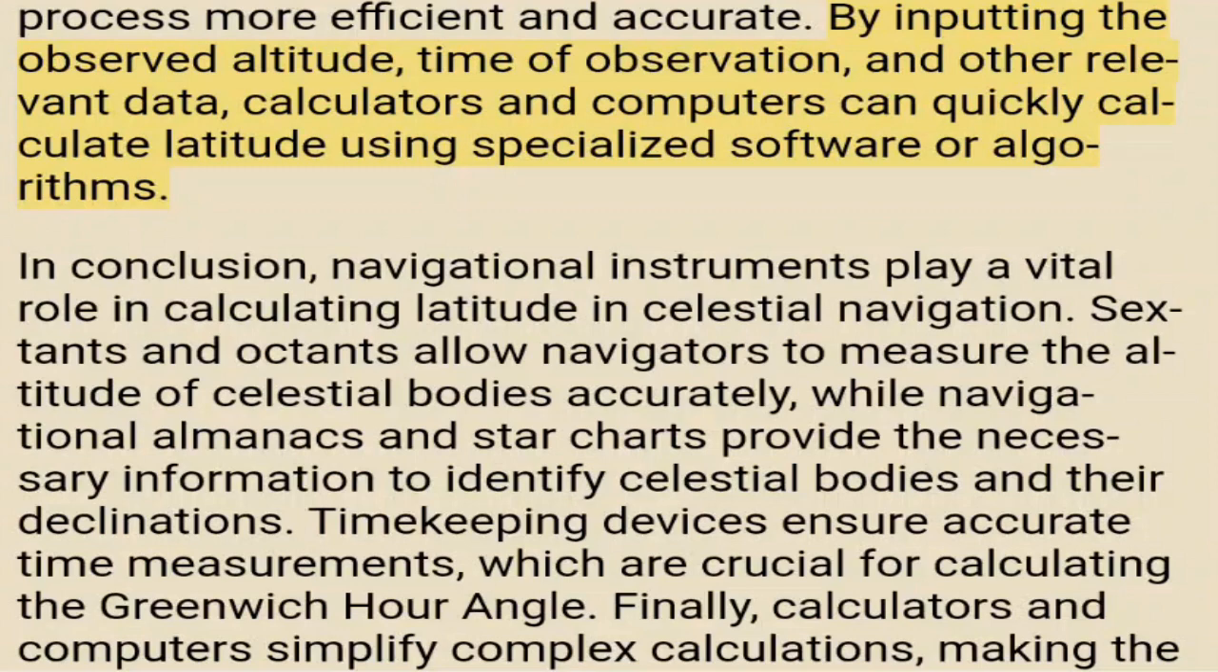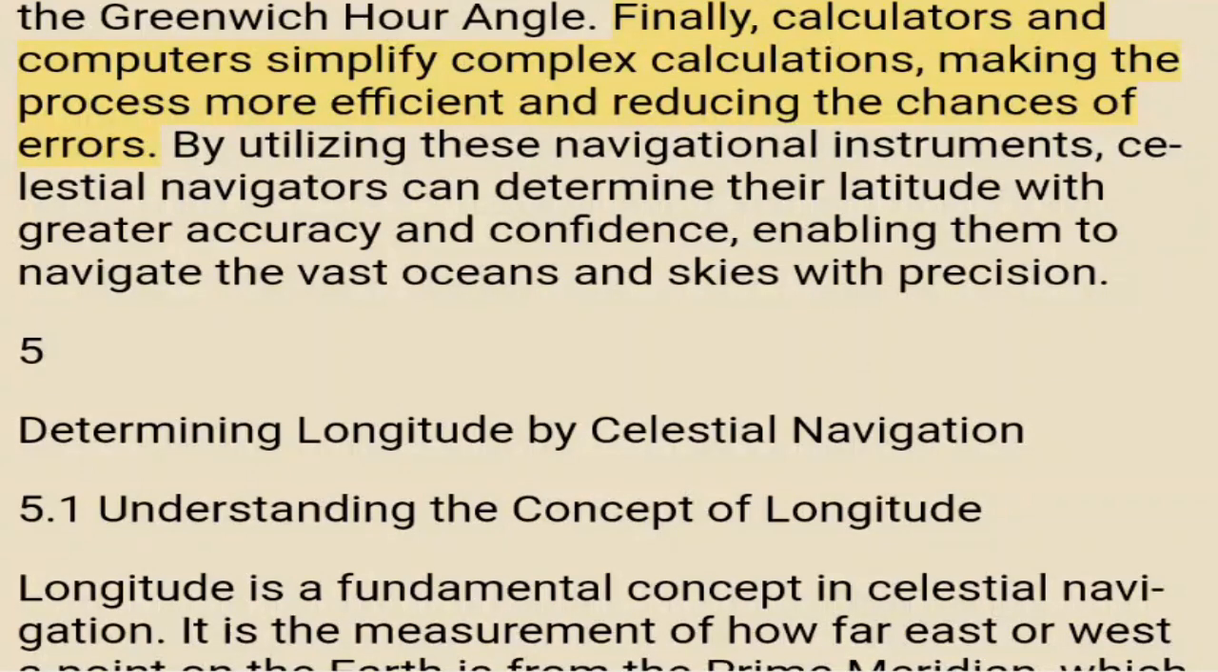In conclusion, navigational instruments play a vital role in calculating latitude in celestial navigation. Sextants and octants allow navigators to measure the altitude of celestial bodies accurately, while navigational almanacs and star charts provide the necessary information to identify celestial bodies and their declinations. Timekeeping devices ensure accurate time measurements, which are crucial for calculating the Greenwich hour angle. Finally, calculators and computers simplify complex calculations, making the process more efficient and reducing the chances of errors. By utilizing these navigational instruments, celestial navigators can determine their latitude with greater accuracy and confidence, enabling them to navigate the vast oceans and skies with precision.